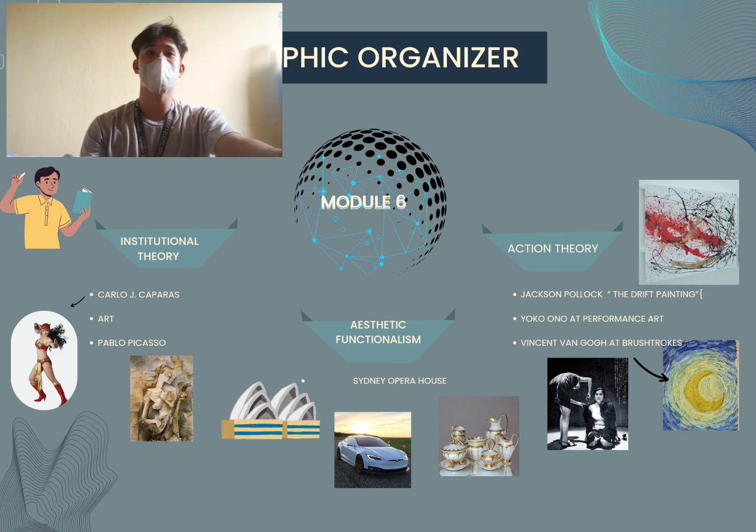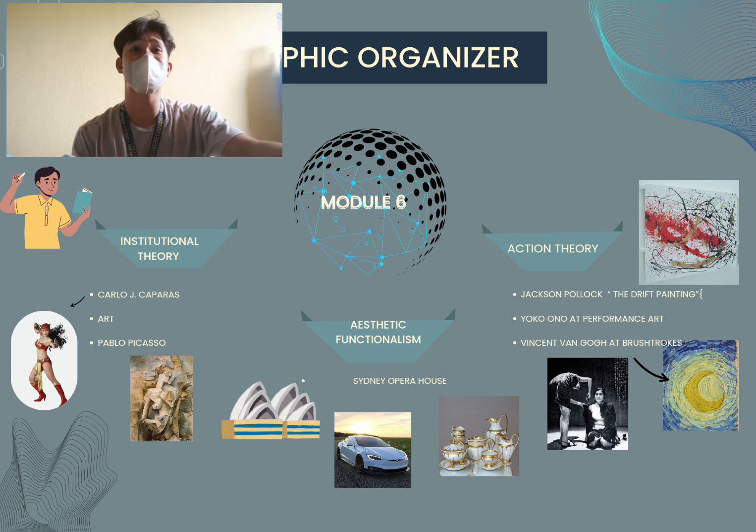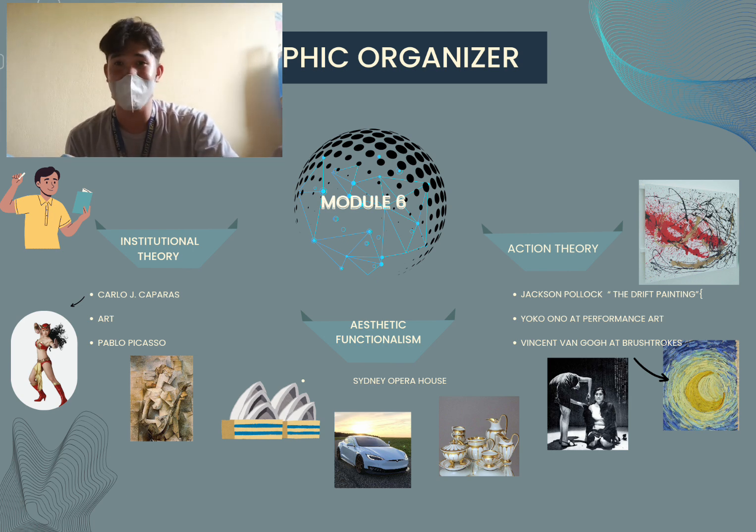The next one is aesthetic functionalism. First, what is aesthetic functionalism? Aesthetic functionalism is a theory that states that the value and beauty of a work of art depend on how it functions and serves a specific purpose. This theory suggests that the form and function of an artwork cannot be separated, rather the beauty of an object is closely related to how well it fulfills its purpose.